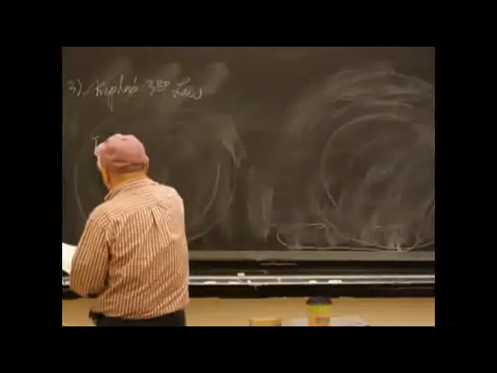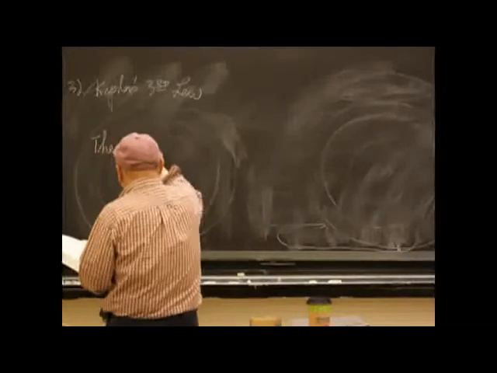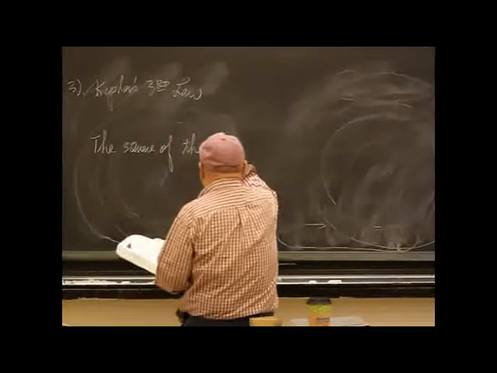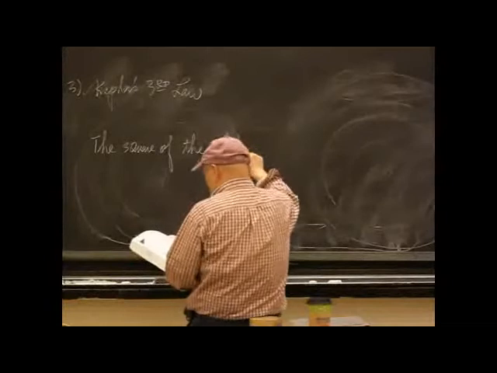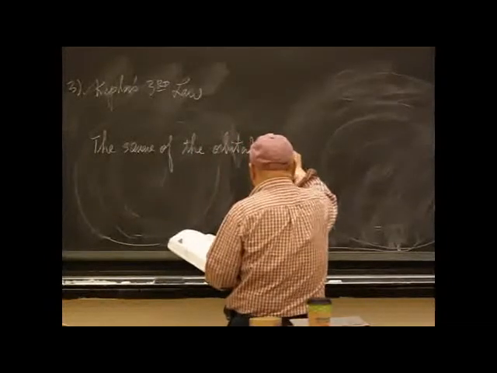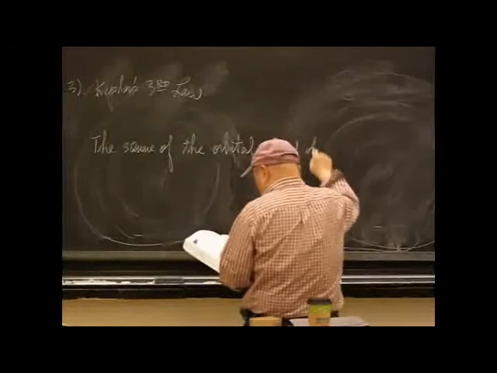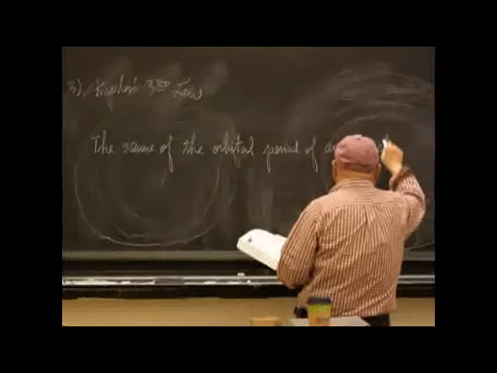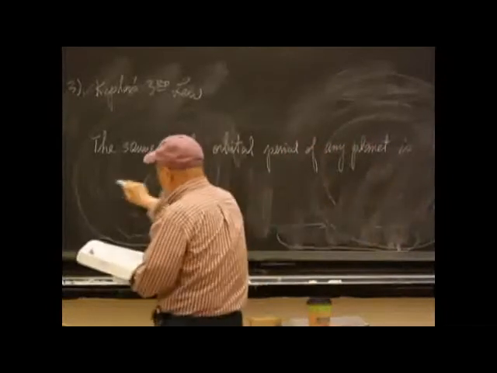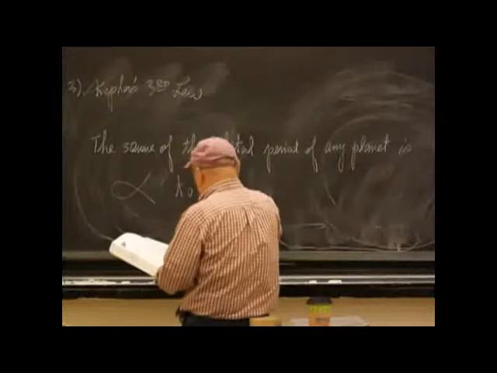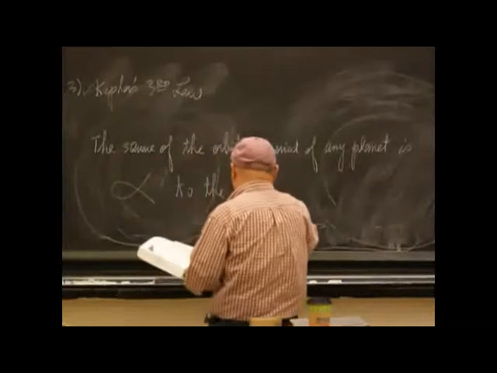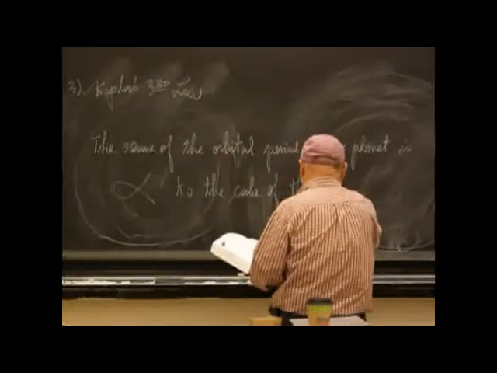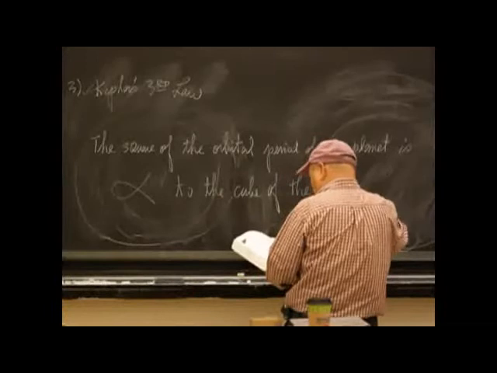So it says the square of the orbital period of any planet is proportional to the cube of the semi-axis.